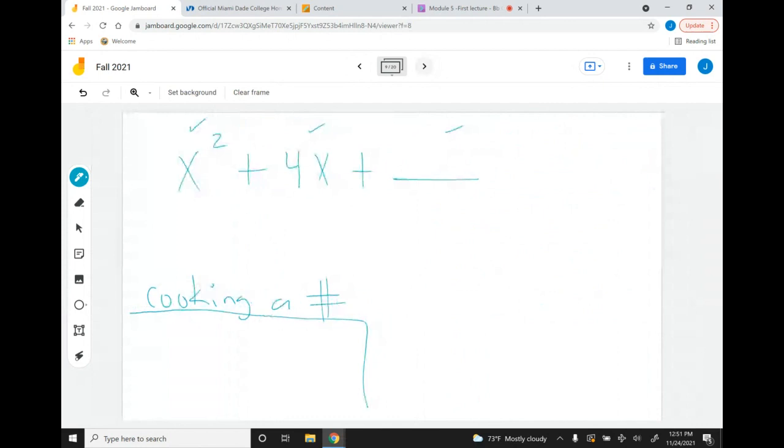So this is how you cook up a number. You take this number 4. That is, you always take the coefficient. What's a coefficient? It's the number next to a variable. That's what a coefficient means, okay? A coefficient is the number that multiplies the variable. Then I take that 4 and I divide it by 2 and I square it. So what do I end up with? I end up with a 4. So this 4 is the number that will go in this space. Okay, that's where it will go.